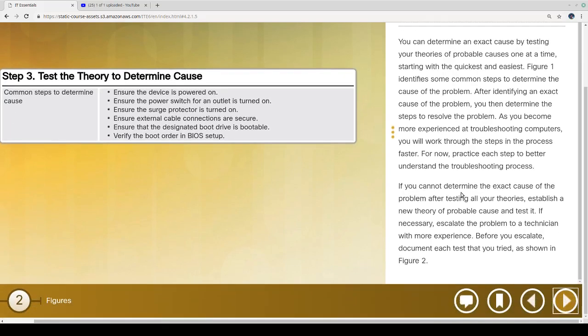So they're just computers. If you cannot determine the exact cause of a problem, let's say your Xbox, you check the cord is in, then you check the power switch, your little surge protector, that's on. You test it with another plug, like you turn on a light and it works. And you're like, I can't figure out why my Xbox is not working, right? So if you cannot determine the exact cause of the problem after testing all your theories, establish a new theory of probable cause and test it.